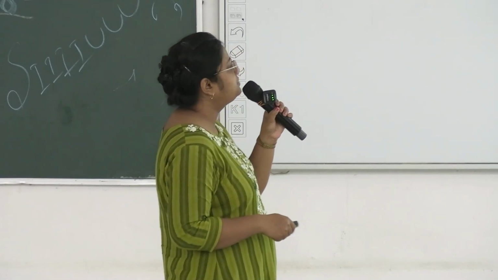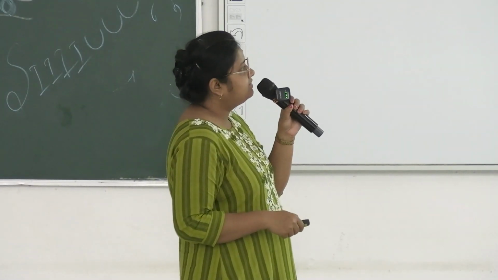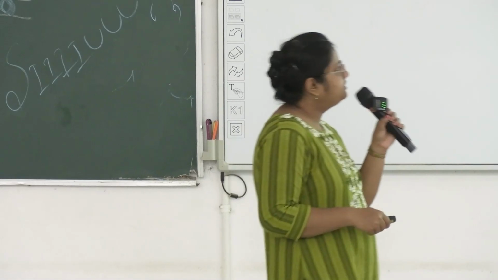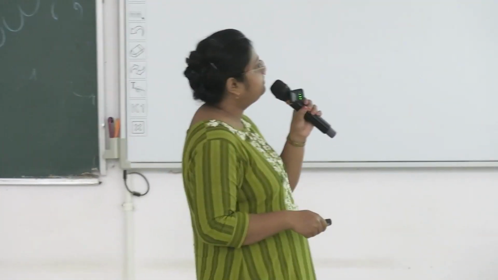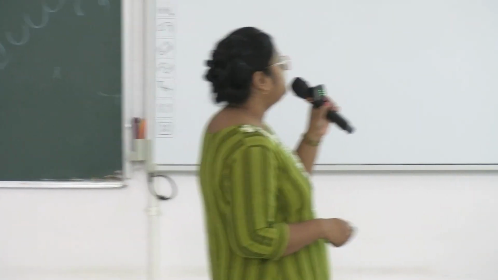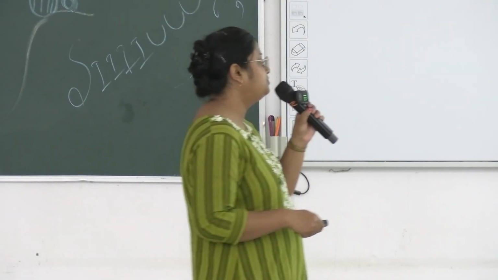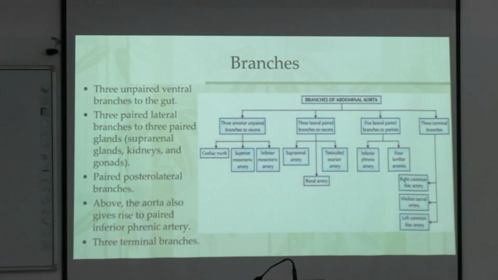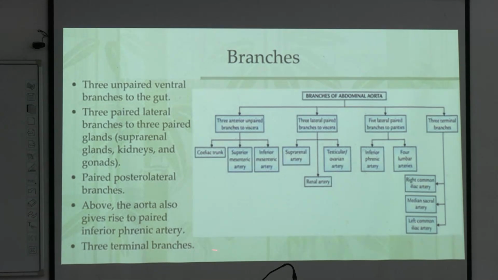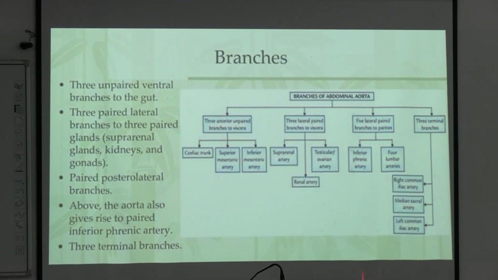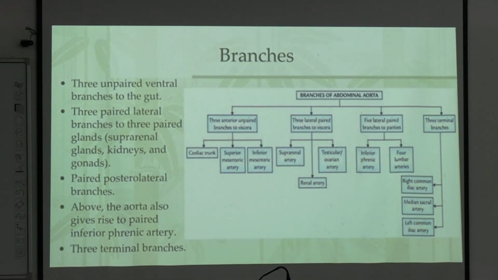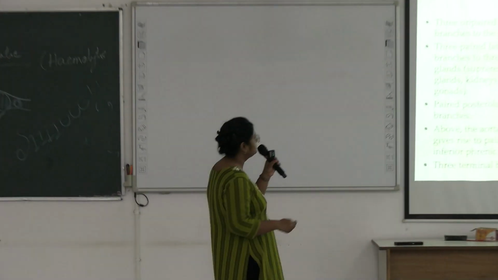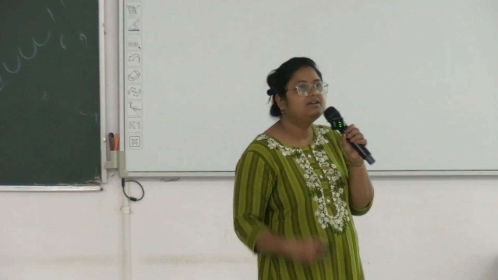And there are paired posterolateral branches. These are mainly dorsal branches. Okay, these are lumbar arteries and inferior phrenic artery. And the aorta also gives rise to paired inferior phrenic artery. This is just after entering into the abdomen. And there are three terminal branches: right and left common iliac, and from the dorsal aspect there will be the median sacral artery. Okay, understood? So these are the branches you will see in the posterior abdominal wall.